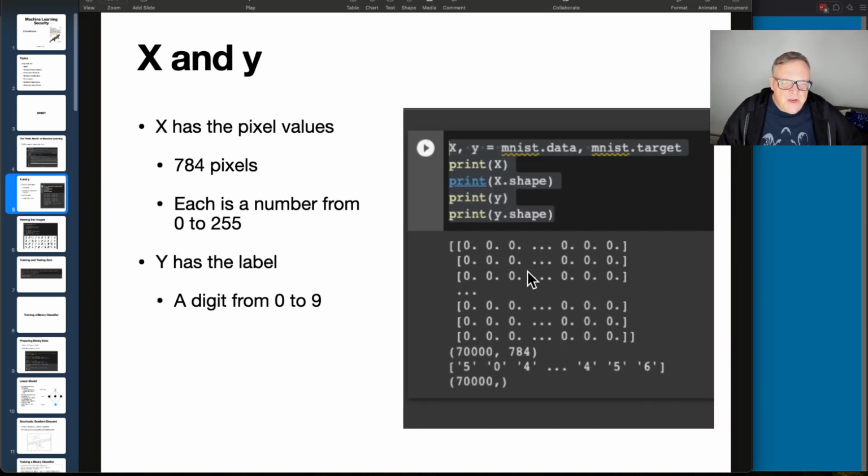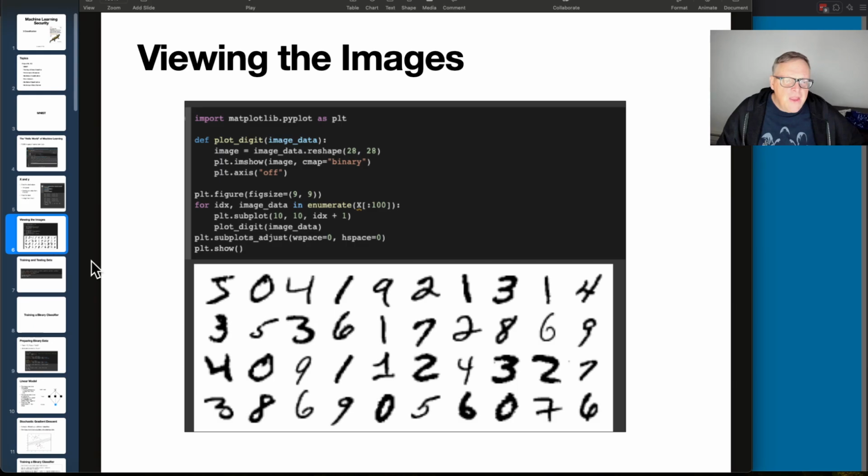If you download the data, you can then print the shape of it, and here's what it looks like. It's just a bunch of zeros, but some of them are non-zero. It's a grayscale image with 784 pixels, and each one of them is a handwritten digit like this.